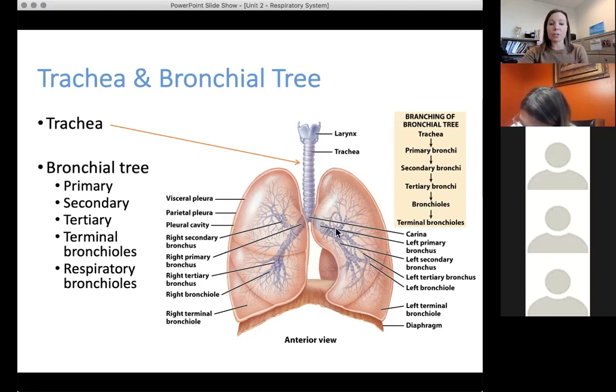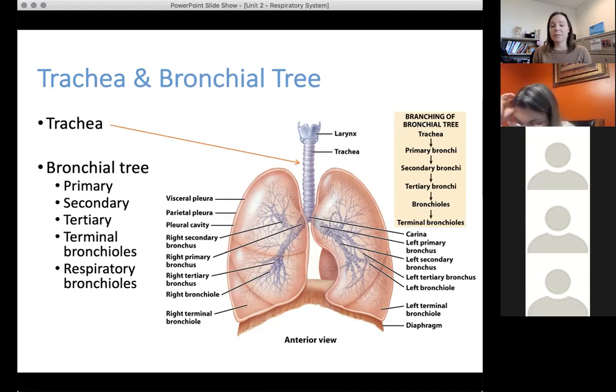So all these branches are bronchi. They form the bronchial tree. Looks like an upside down tree, kind of. So the primary bronchi are the two main branches that enter each lung. So they're carrying air into the lungs.